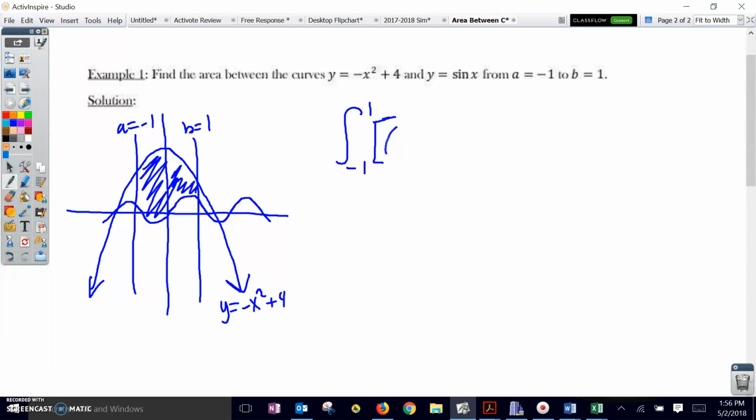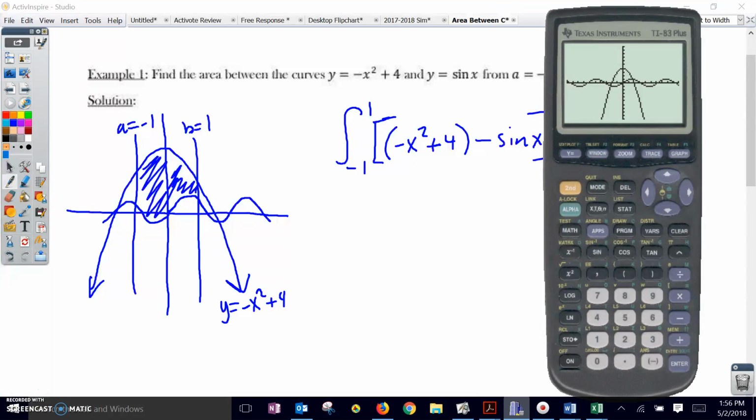So we've got the upper curve minus the lower curve. And now we'll integrate all of that with respect to x. I could do this by hand. Don't really feel like it at the moment. So I'm just going to go ahead and use the numerical integral feature.